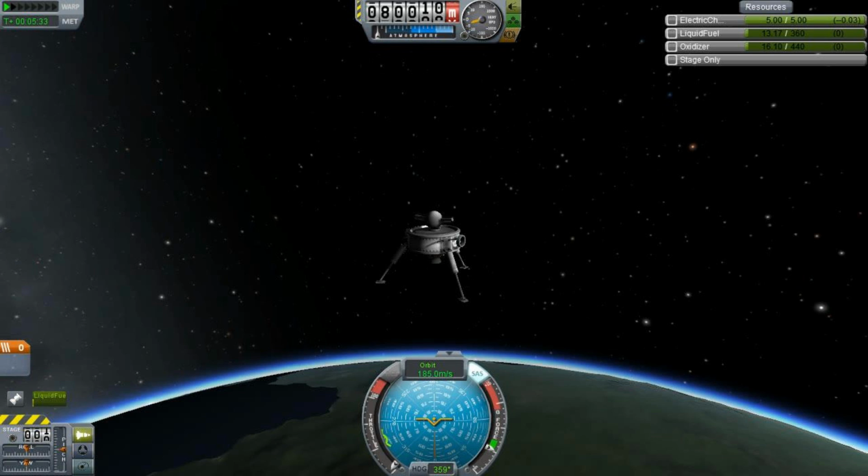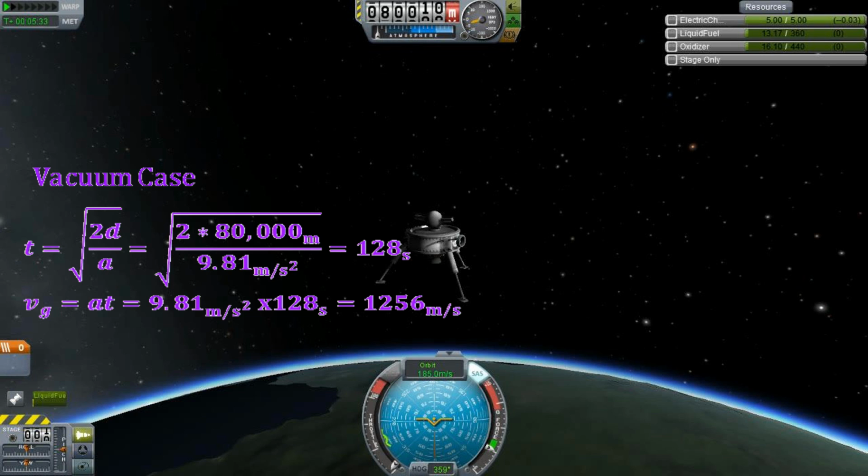So quickly we can just look at the vacuum case as we did in the last episode. How long would it take an object to fall from the parking orbit of 80,000 meters? And what velocity would it have when it hit the ground? This is of course assuming a vacuum, and mostly we're calculating it just to have a comparison against the other values that we're going to calculate here today.